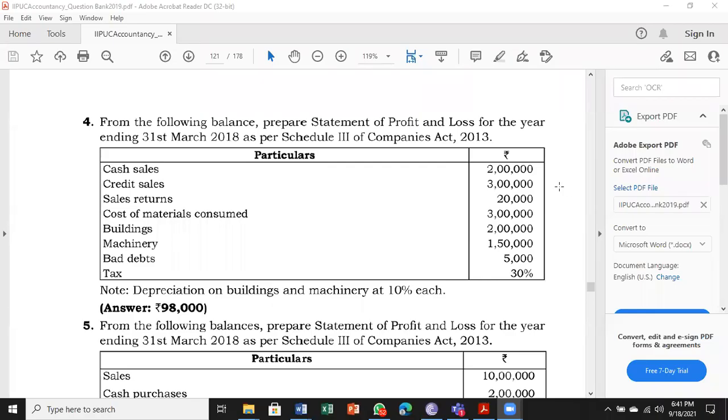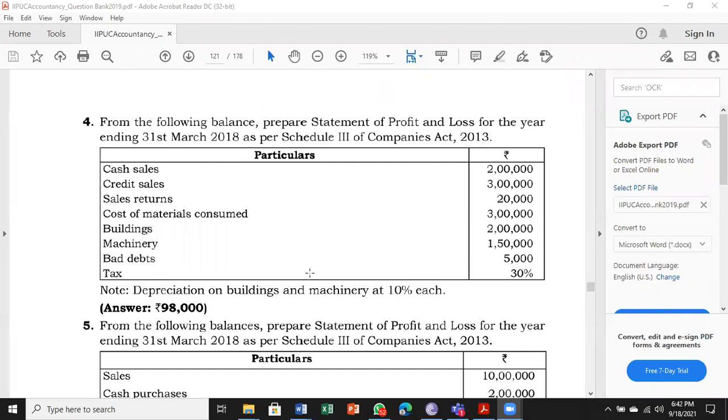Now let me start with problem number 4 and look at the information here. From the following balances, prepare statement of profit and loss for the year ending 31/3/2018, or 31st March 2018, as per Schedule 3 of Companies Act of 2013.